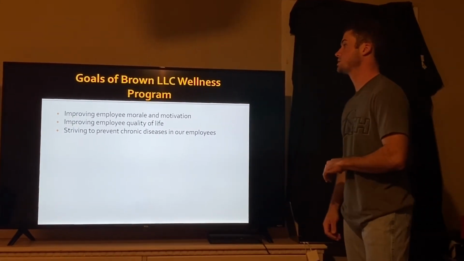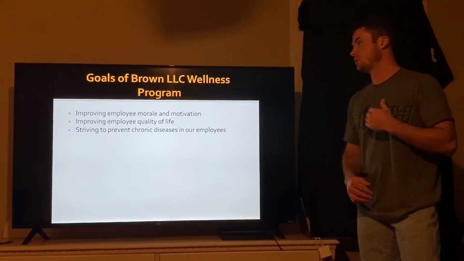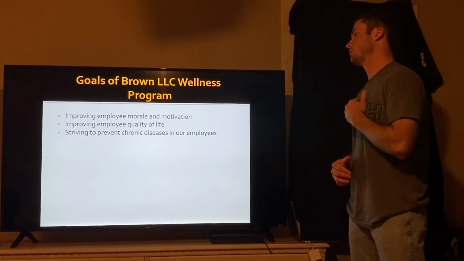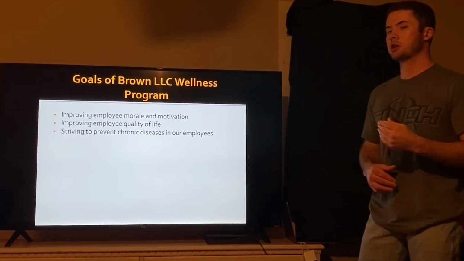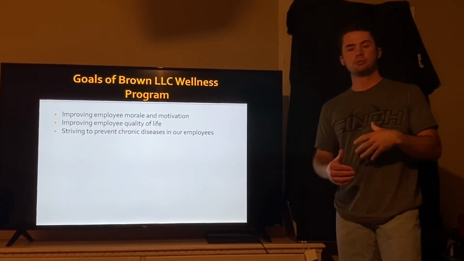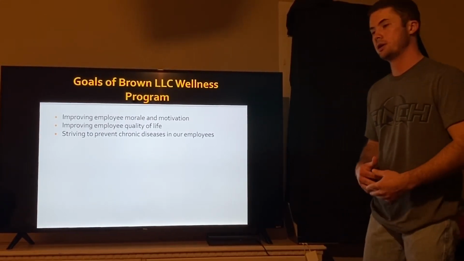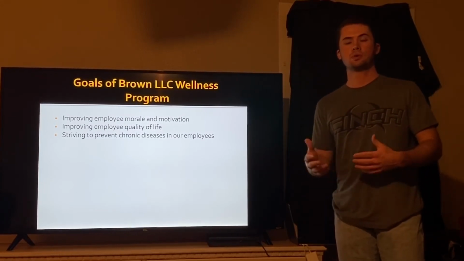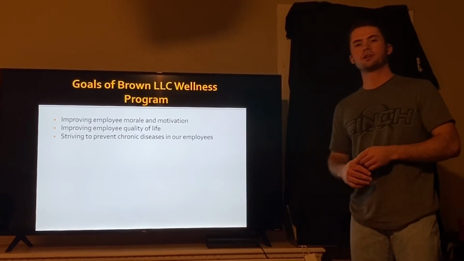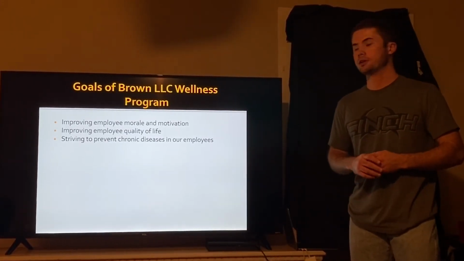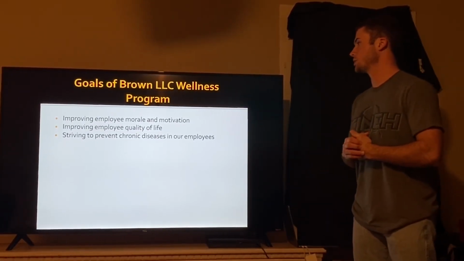The goals of the Brown LLC Wellness Program: improving employee morale and motivation, improving employee quality of life, and striving to prevent chronic diseases in our employees. Improving employee morale and motivation is going to be our number one goal. If you don't have employees in the workplace who are trying to motivate themselves and the people they're working with, and to have good morale between those employees, then that work culture that people want to work in isn't there. It's not one that people want to work in. And so to boost that morale, to boost that motivation, that's what we're shooting for through this wellness program.